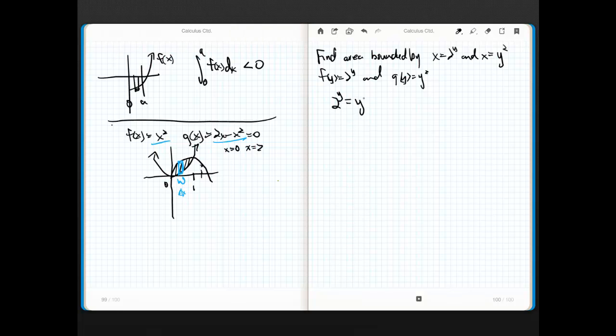So if I set 2 to the y equal to y squared, you may be able to look at that and say, wait a sec, I know when y equals 2, right? Then I get 4 and 4, that's a solution. And wait a sec, I'll bet when y equals 4, does that work too? 2 to the 4th is 16, 4 squared is 16. Awesome. So I've got those two, but there may be another one.